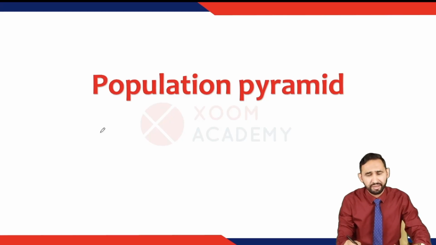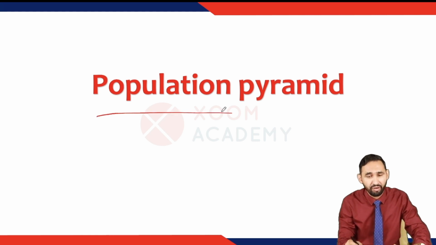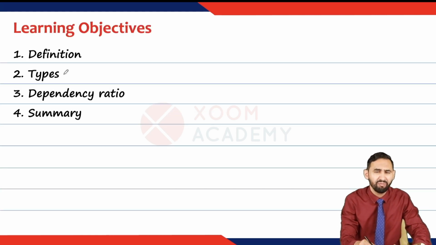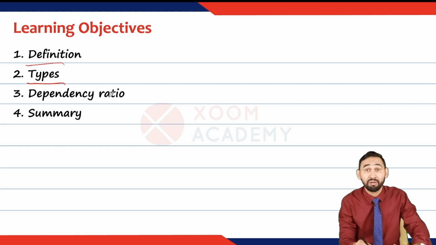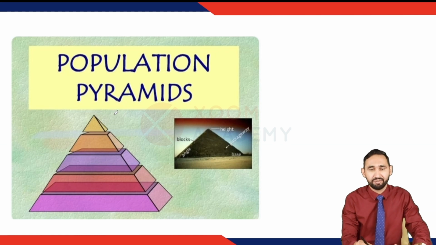Now, we'll discuss population pyramid. We'll discuss this session according to the following learning objectives: what is the definition, how a pyramid is defined, what are various types of population pyramids, and then what is dependency ratio. In the end, we will summarize the session. So let's start with the pyramid.